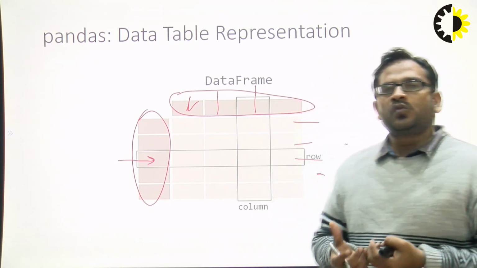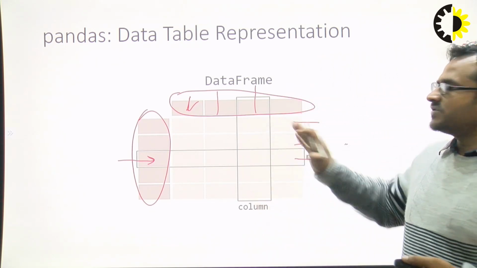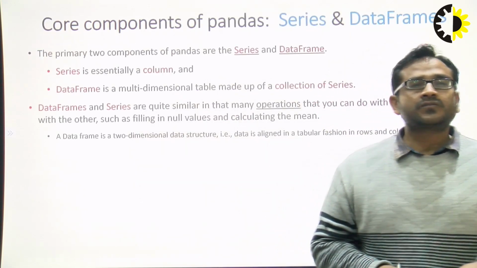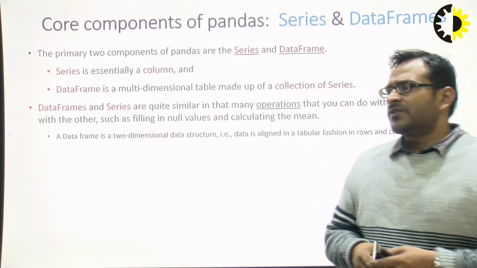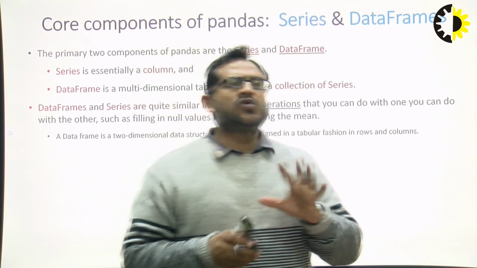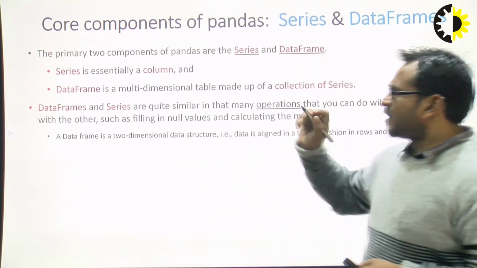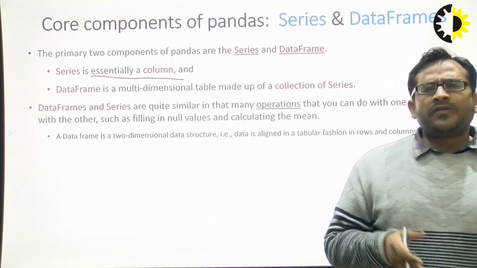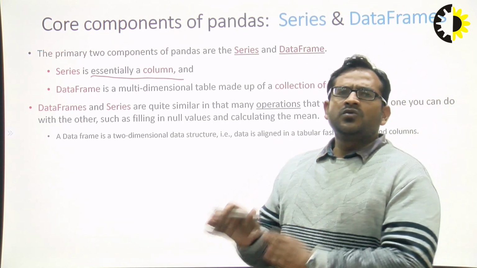So a data frame is just like a table which has a number of rows and columns. Got it? In pandas, there are two major components, that is series and data frame. A series is basically a single column. So if you have a single column, you can use a series.